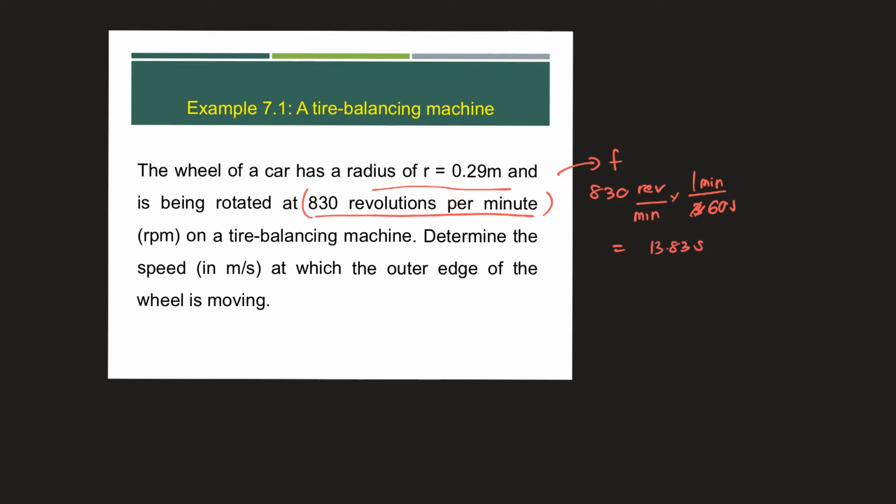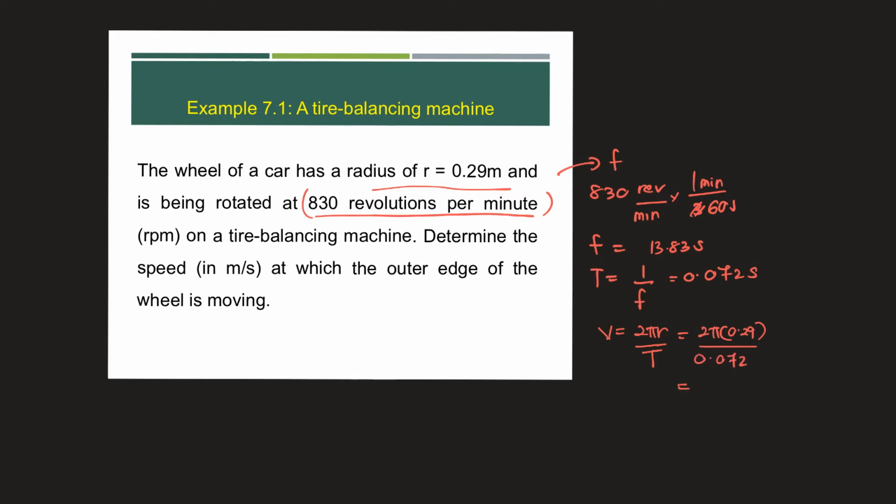13.83 per second. Okay, and then we already found this frequency. For us to find the speed, definitely we need to find the time, which is the period, which is 1 over frequency. So you are going to get 0.072 second. The relationship between period and speed is the formula V equals 2 pi R over T. So 2 pi R, with R being 0.29 meter, and T is 0.072.